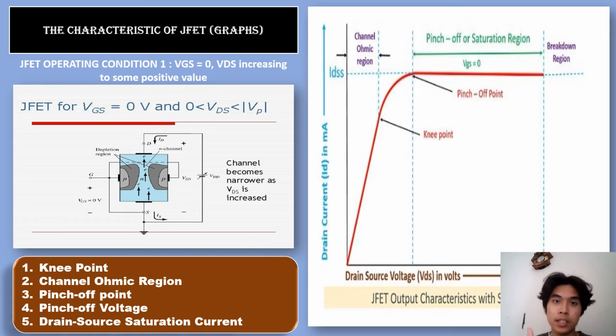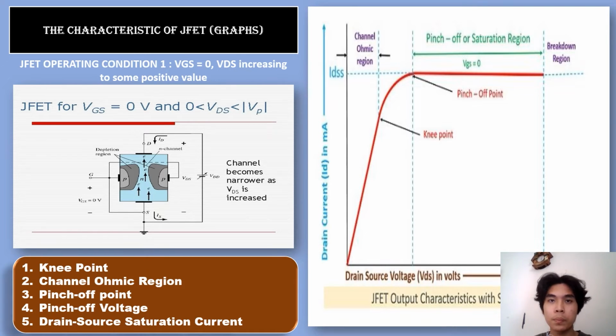There are 5 parts in the graph that we should know. First of all is the knee point. There exists a point in the characteristic curve where the variation of drain current with drain-source voltage appears to be linear. But after this point, the linearity changes into a curve. The second part is the channel ohmic region. The region to the left of the knee point in the characteristic curve is the channel ohmic region.